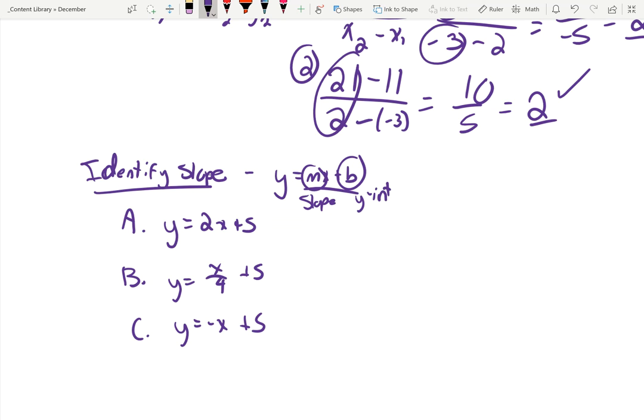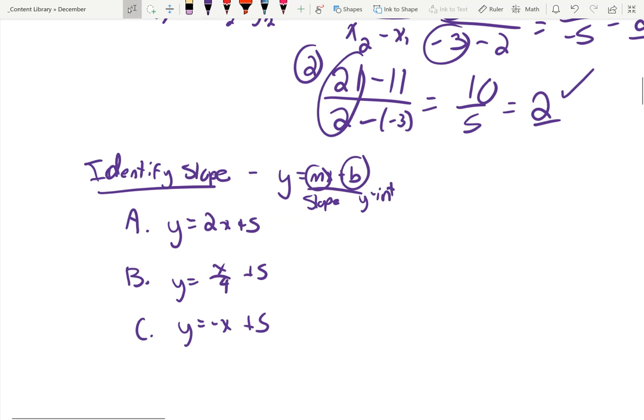Now here it just says identify slope. So we're looking for the m value of every line. Now each of these is already written in y equals mx plus b form. Mx plus b, mx plus b, which should make this rather easy, right? On A, we see that the m value is 2. M equals 2. So therefore, the slope is 2.